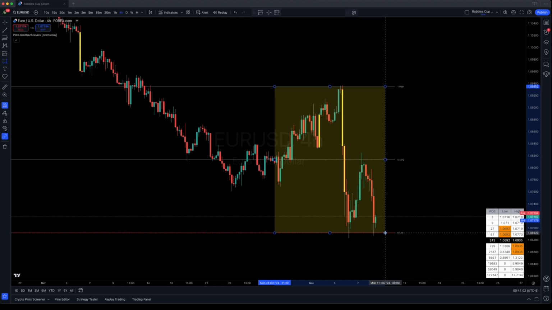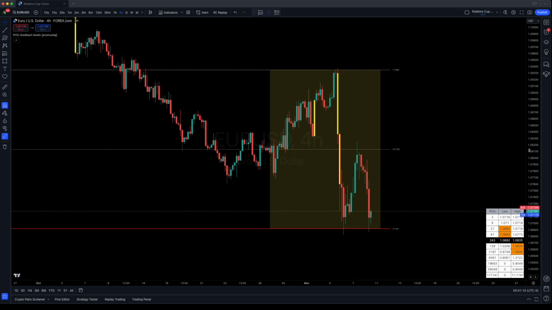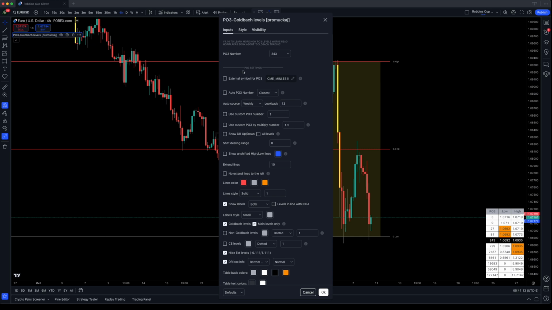What it essentially does is, using the current price and the Goldbach mathematics, it will tell you where the low of the dealing range is, where the high is, and where the equilibrium is. So going to the indicator, you can also see where the price discount arrays will form. I showed only the main levels. So if we uncheck that, we will see all the price discount arrays.